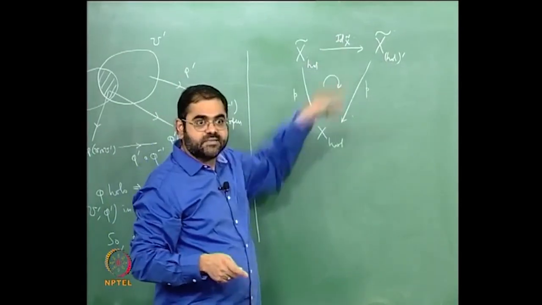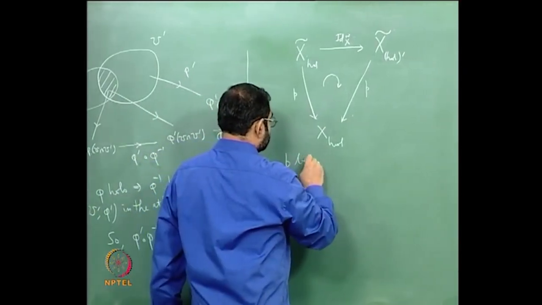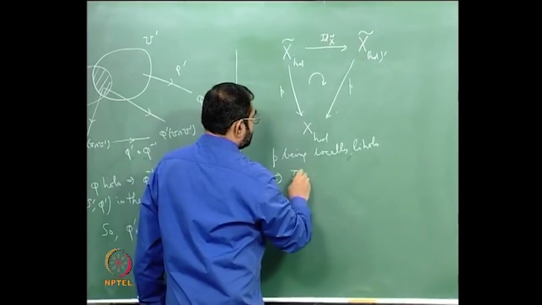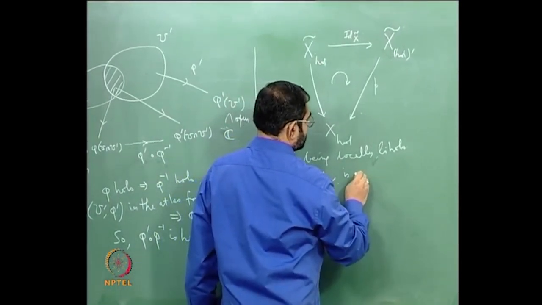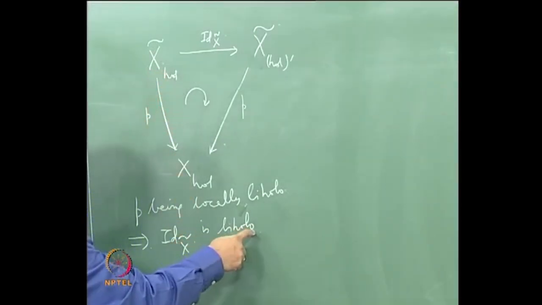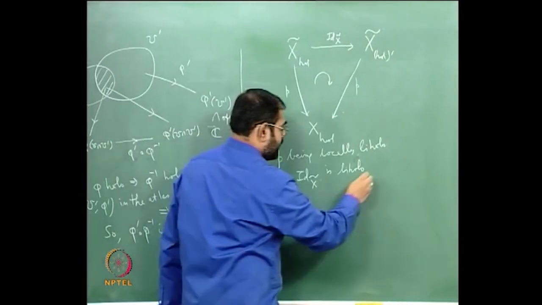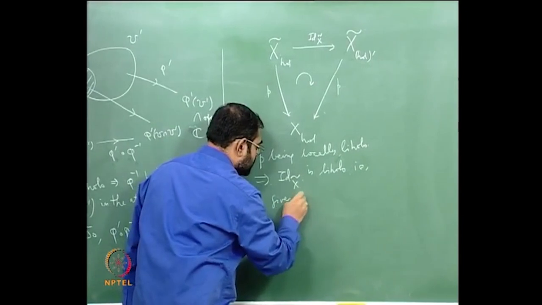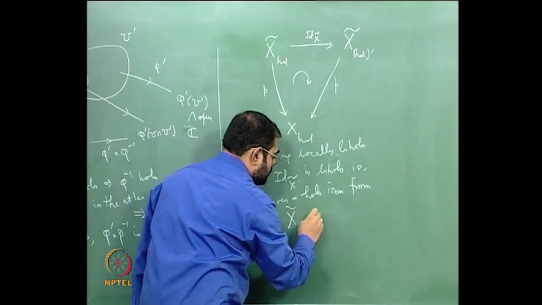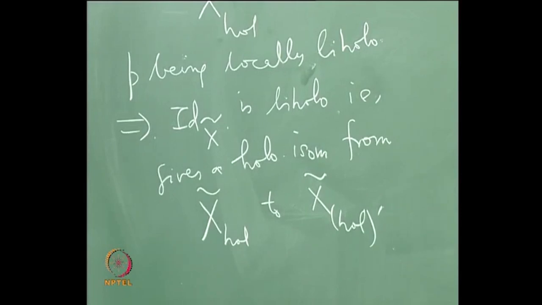That means the identity map itself is holomorphic. I told you if a map is locally holomorphic, then it is holomorphic. So P being locally biholomorphic implies that the identity map on X tilde is biholomorphic, and in fact it gives you a holomorphic isomorphism from X tilde whole to X tilde whole prime. All right. Now this should tell you that these two are the same.